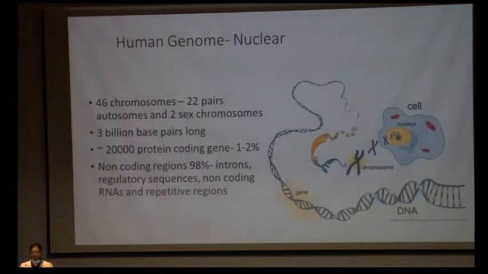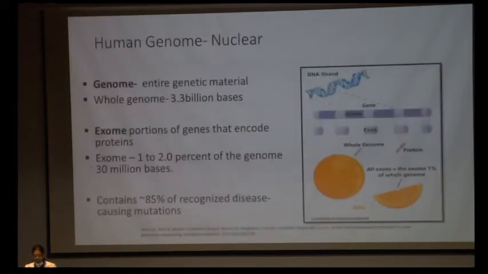So the human genome, here we'll concentrate on the nuclear genome. It is packaged into 46 chromosomes, which consist of 22 pairs of autosomes and 2 sex chromosomes. So it has around 3 billion base pairs, and they code for around 20,000 genes. These genes account for only around 1 to 2% of the whole genome, with the rest being introns, regulatory sequences, non-coding RNAs, and repetitive regions.